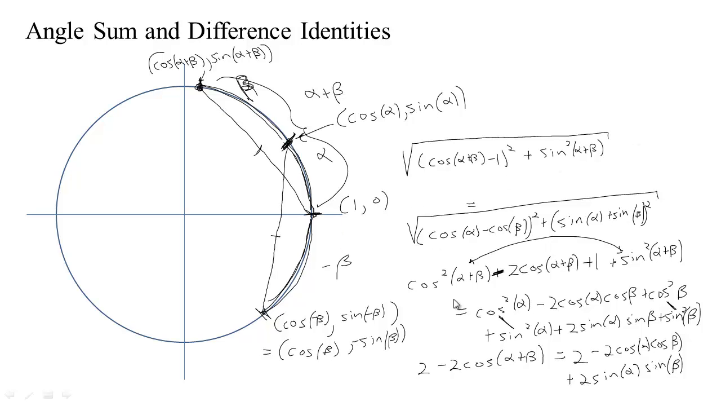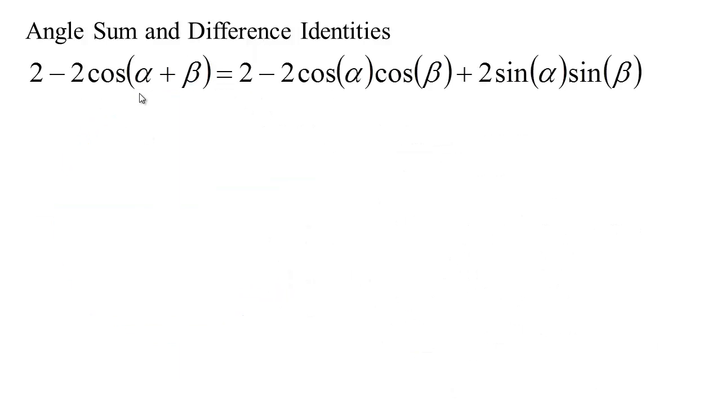Okay, this is looking pretty messy, but stick with me. I'm going to copy this line onto the next slide. So we've got 2 minus 2 cosine alpha plus beta equals 2 minus 2 cosine alpha cosine beta plus 2 sine alpha sine beta. Well, first thing you notice is that there's a 2 on both sides. And then if we divide through by negative 2, negative 2 divided by negative 2 is 1, and 2 divided by negative 2 is negative 1.